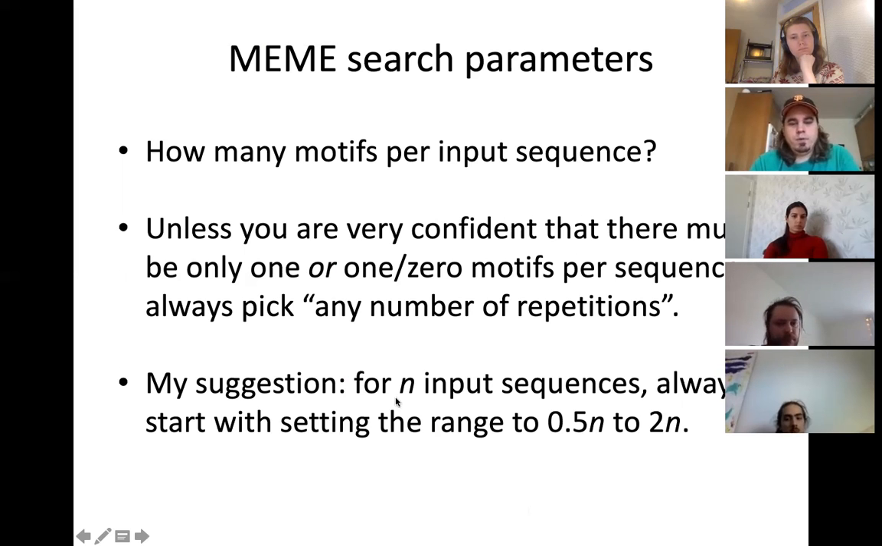The simple rule of thumb I have is that if I have a number of input sequences, a number of promoter sequences of n, I always start the range with half of that number to double that number. So if I have 20 sequences, I will go between 10 and 40.